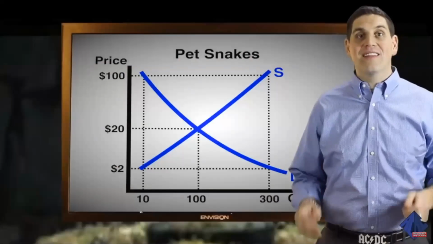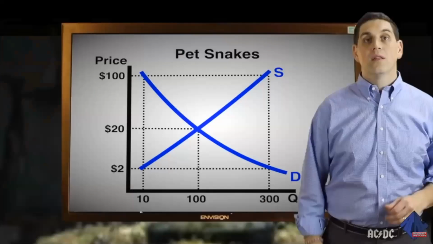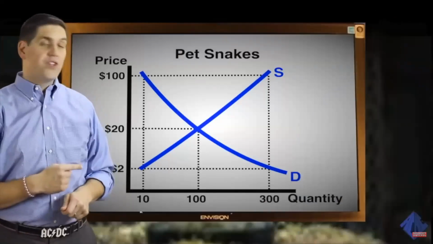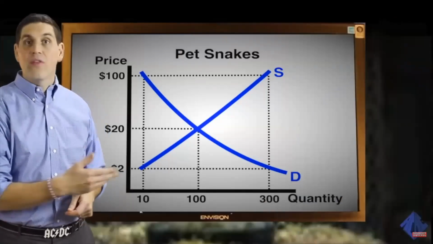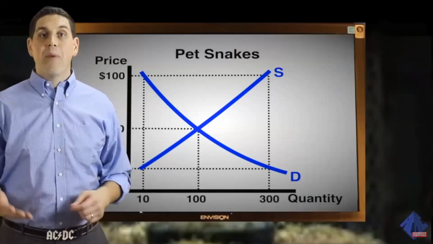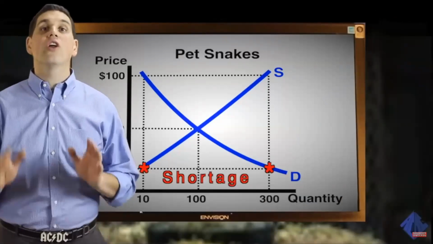Now we're finally there. It's time to put demand and supply together. X marks the spot. Let's analyze this graph. At a low price of $2, the quantity demanded, the amount buyers want to buy, will be a lot higher than the quantity supplied. At that price, buyers would want to buy 300, but sellers would only want to sell 10. This is called a shortage.